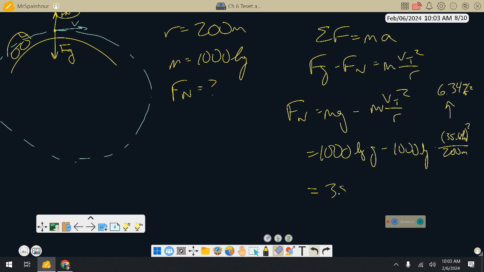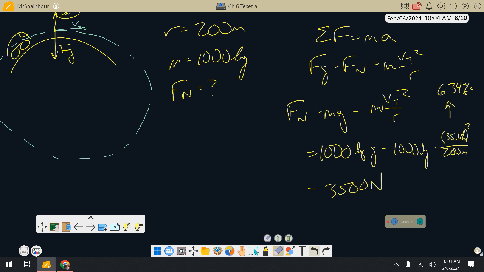You should have got about 3,500. I'm rounding hard. Now, 3,500 is a lot of force, but what is the weight of this car? 9,800. Now watch this. The other nice thing about this particular setup is this.